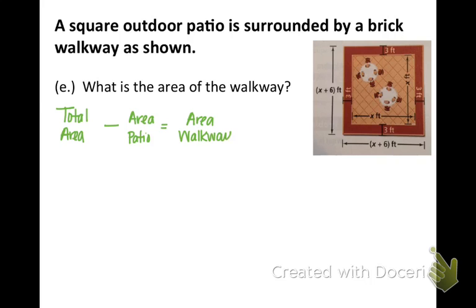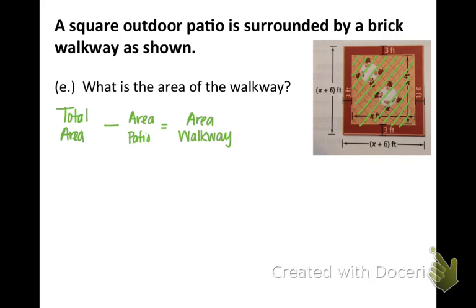Let's come over to the picture here and see if we can understand how that's going to work. I want the area of what's in red. If I find the area of the entire square, that's going to give me the red plus the orange patio there in the middle. But I don't want the area of the patio to be included. So we're going to take that out. And by subtracting that, the only thing that'll be left is that red walkway space. Okay?